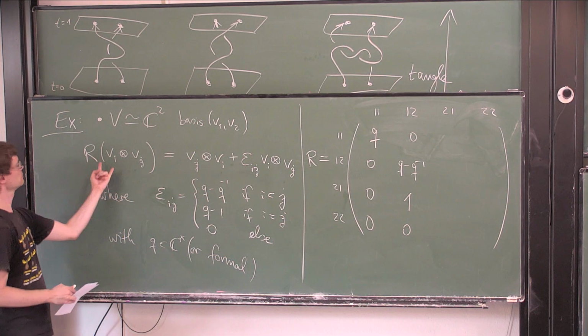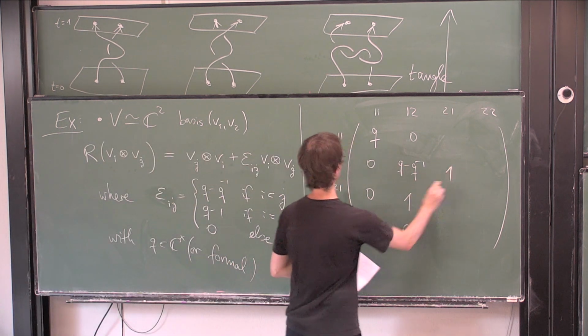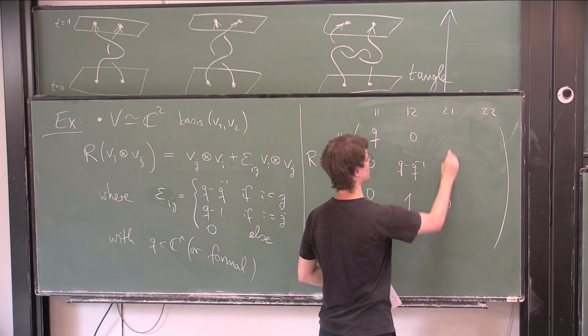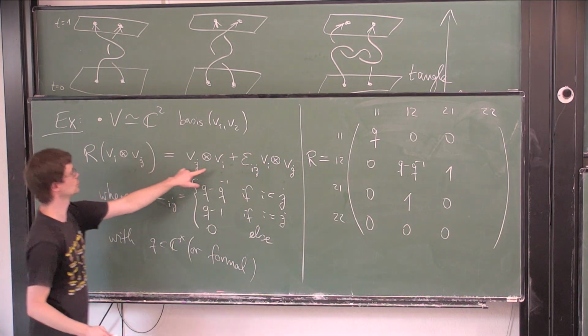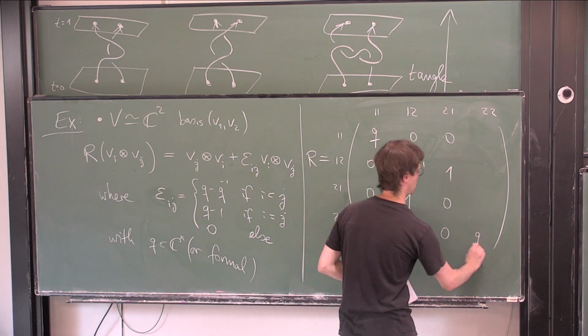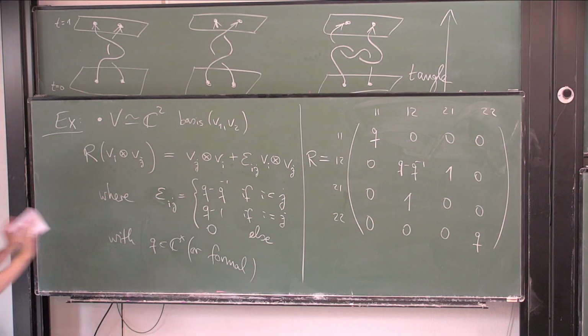Then 2,1. Well, 2,1 is pretty much the same thing as 1,2. But then 2 is in this else, so there's a 0, and then there's nothing else. And finally 2,2 goes to 2,2 plus q minus 1 times 2,2, so it's again q, and nothing else. It's a very concrete 2x2 matrix.